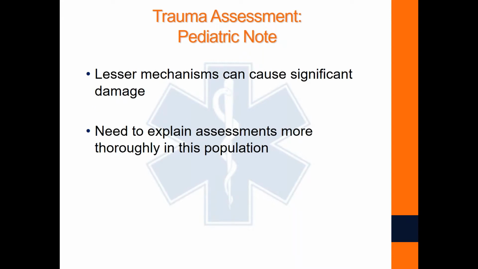When we are talking pediatrics, smaller patient, so a lesser mechanism of injury can cause much more significant damage. That's why we don't say that children who fall from 20 feet, like we do adults, have sustained a significant mechanism of injury. We say children that have fallen 2 to 3 times their height have fallen and had a significant mechanism of injury.